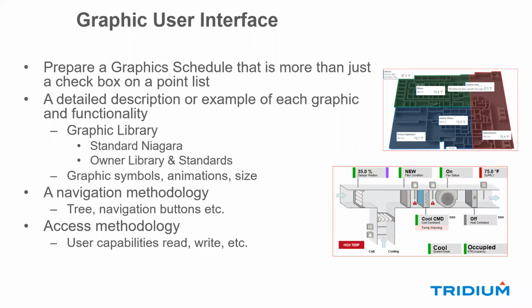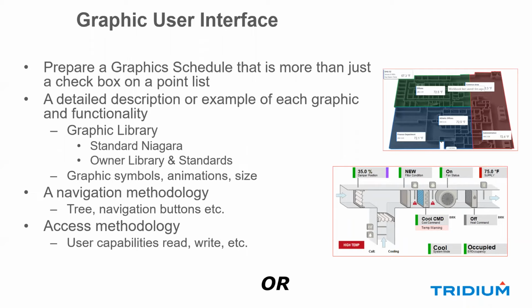But if you don't have that, you've got to be very careful to specify what you're going to get. You've got to provide a navigation methodology, whether it's tree or navigation buttons, and then, of course, access. Does somebody have capabilities to read and write? And we'll talk about users in a minute.